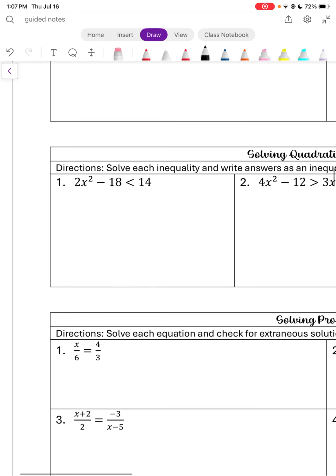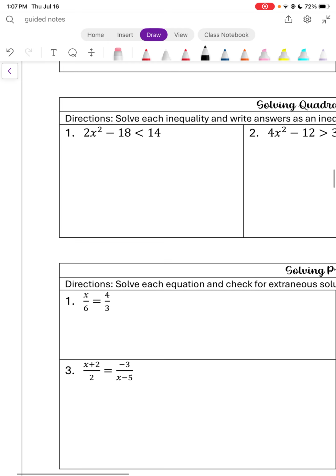Okay, let's solve some quadratic inequalities. So step number one to solve quadratic inequalities, what we're going to do is find what we call critical values. The way we're going to find critical values is actually taking the inequality, the less than, and setting it equal to. Solve it like a quadratic equation.